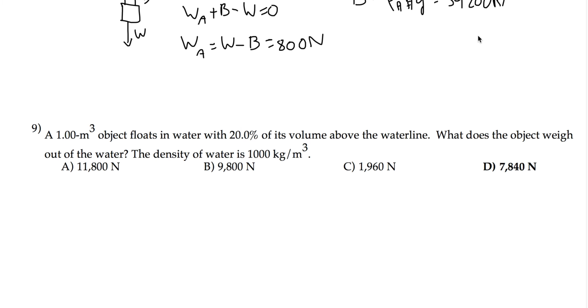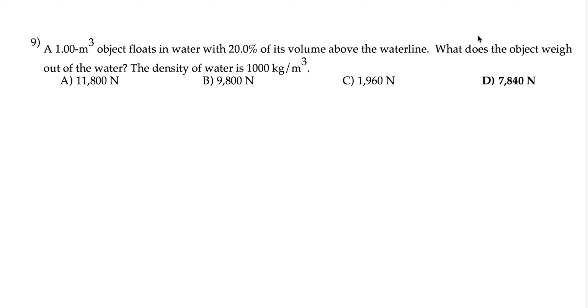And then the last one, number 9. This time we have an object floating in water, and we want to know what the object weighs out of the water. So we're looking for the real weight of the object. So it's floating with 20% of its volume above the waterline.